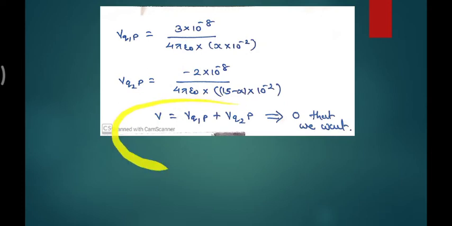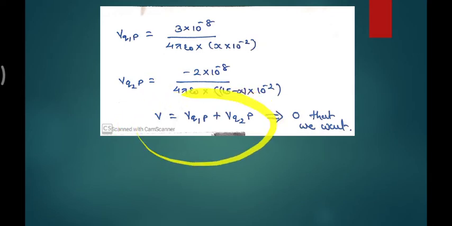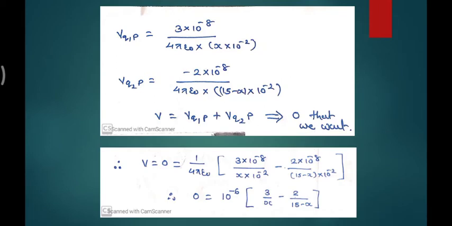It obeys the superposition theorem. The total potential at point P, V, will be the potential due to q1 plus the potential due to q2, and we want it equal to 0. Then V is equal to 0, we put it intentionally, then 1 upon 4 pi epsilon 0. This is exactly what I expressed a few slides before.